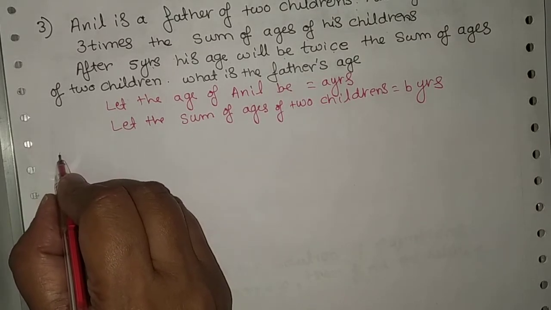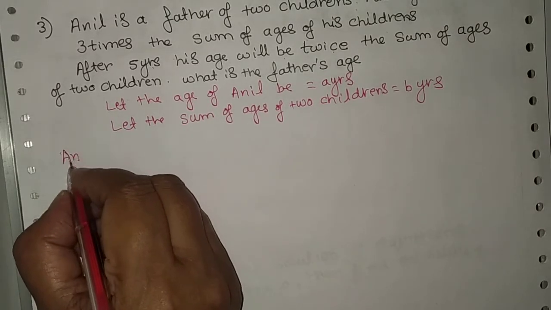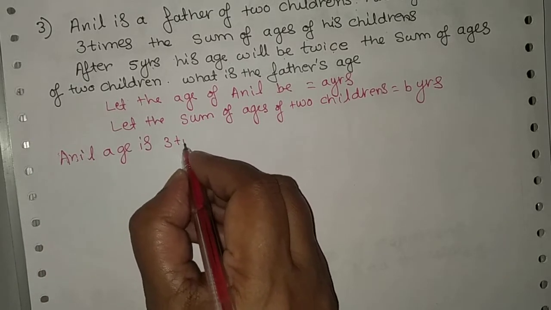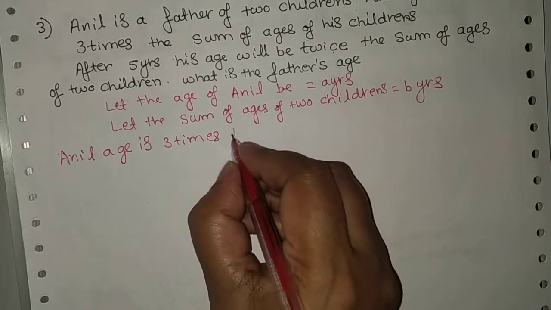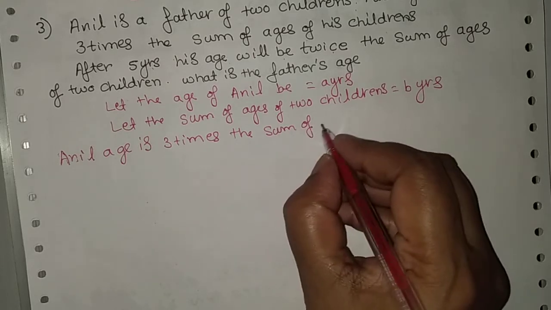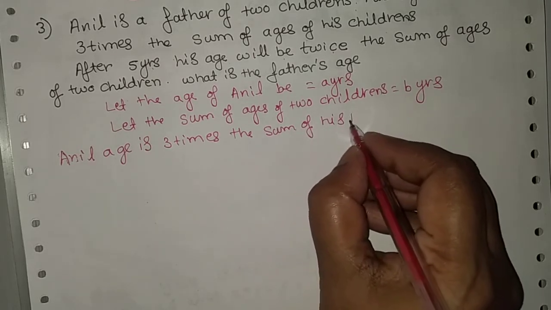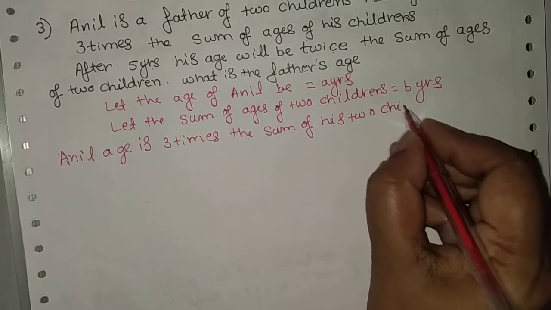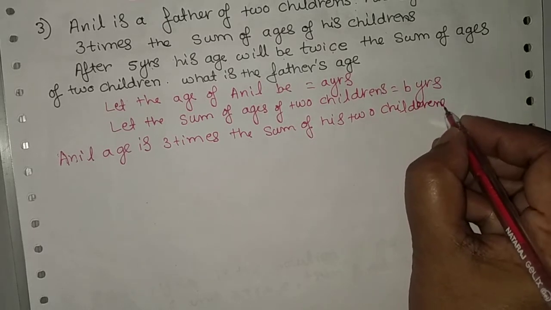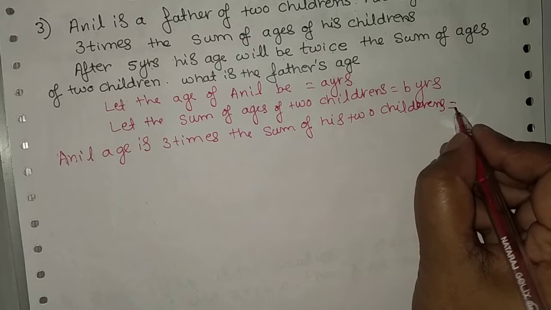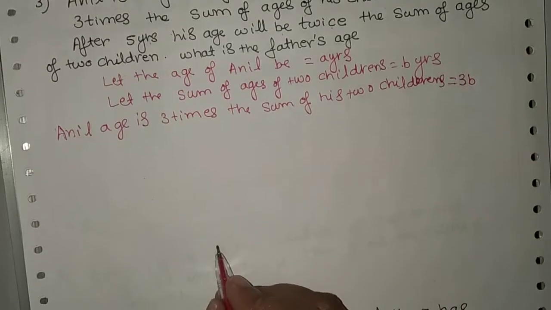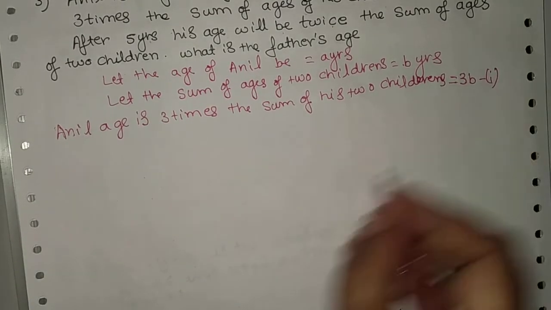So what is the next point? Anil's age is 3 times, this is the first statement given in the question, 3 times the sum of ages of the 2 children. So here we can form an equation. This can be written as A is equal to 3 into B, 3 times the sum of the children's age. We'll take this one as first.